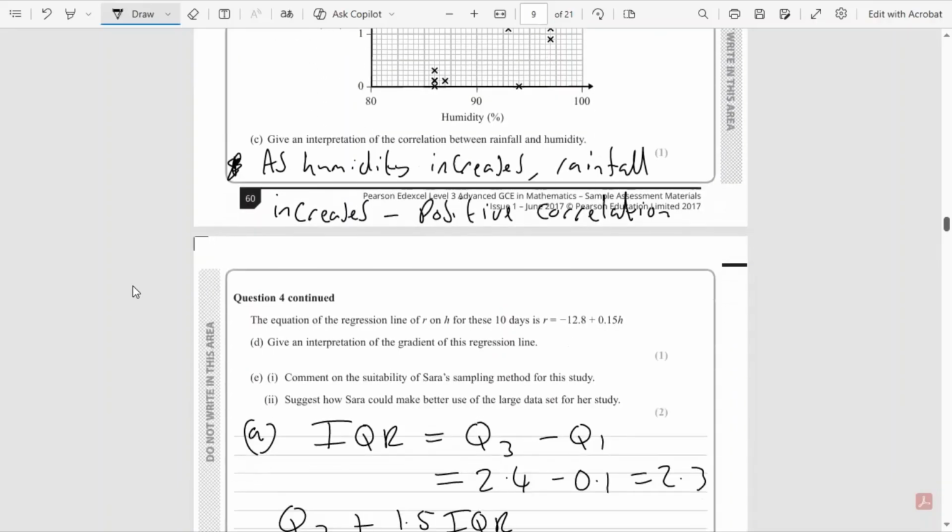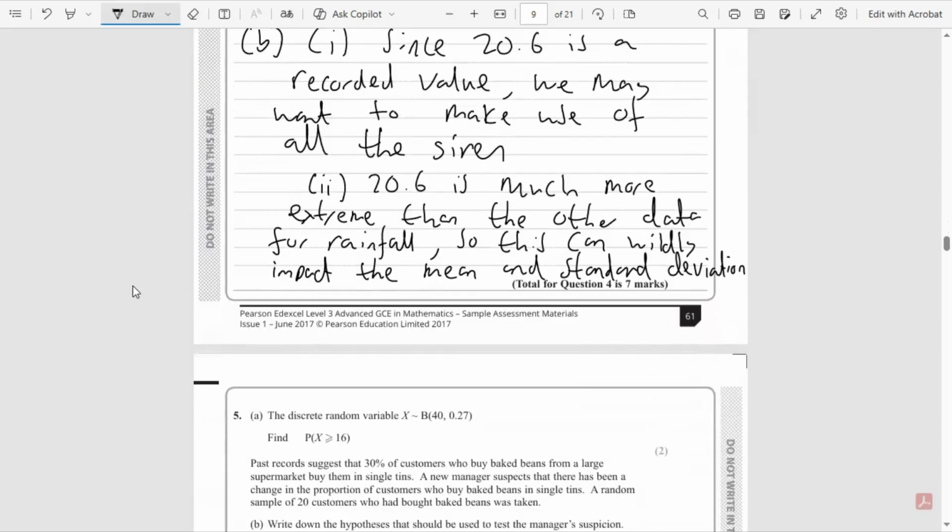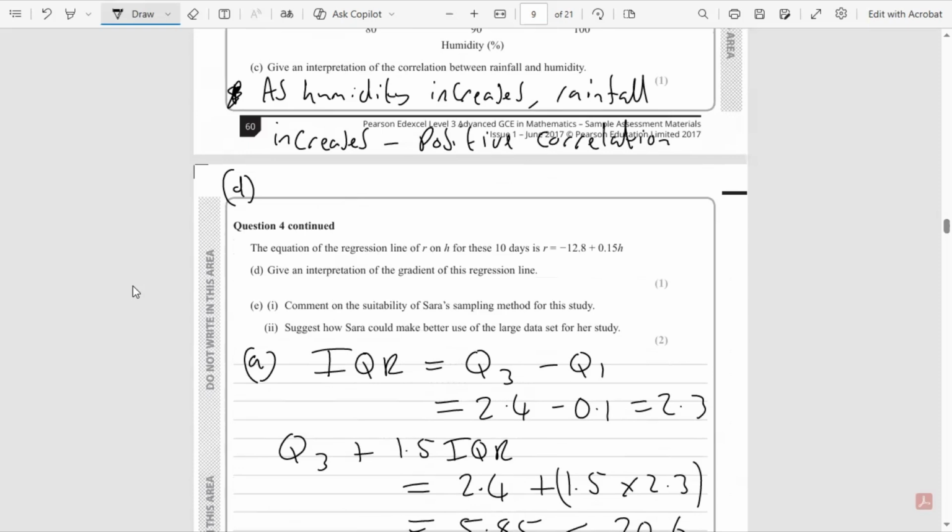Now for part D, the equation of the regression line of R on H for these 10 days is given by that equation there. So we have a straight line graph. R is equal to minus 12.8 plus 0.15H. Give an interpretation of the gradient of this line. Okay, so the gradient of the line, and I'm going to write my answer up here because again, I'm running out of room down here. Let's write the answer part D up there.